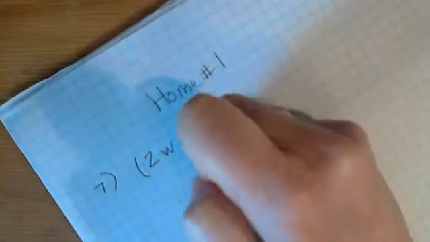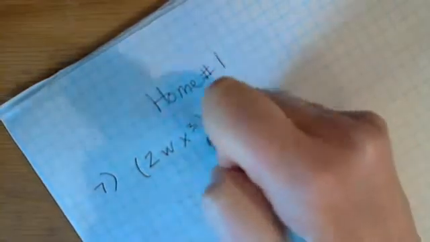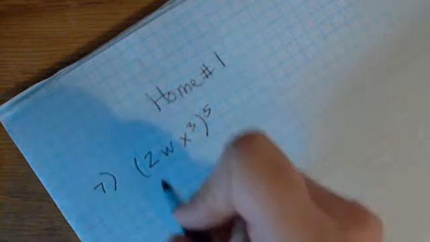Alright, this is Math 122, homework number 1, and we're going to work on problem 7 together. Let's copy the problem down. The expression that we're going to simplify is 2 times w times x to the third power, all raised to the fifth power. And notice how I said that problem out loud. I said 2 times w times x to the third, all raised to the fifth.